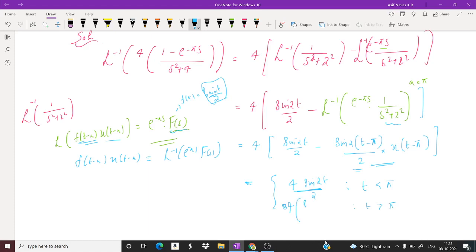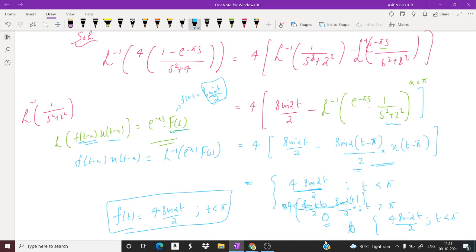4 times sin 2t by 2 minus sin 2t by 2 again, so sin 2t by 2. Okay, correct. This will become 0. So actually this function is 4 sin 2t by 2 when t is less than pi. So this is the function, f of t equal to 4 sin 2t by 2 when t is less than pi. Okay, have you got it?